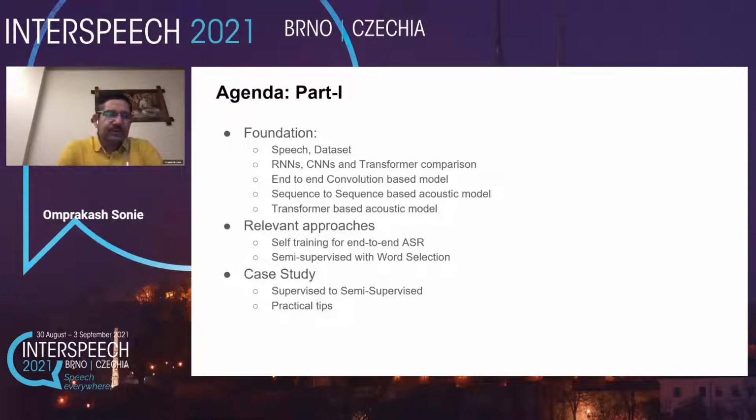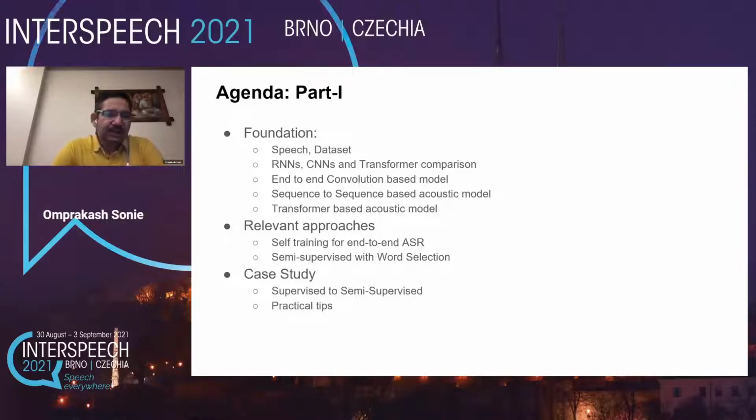So here is the agenda for about 90 minutes or so. I may go a little over. Initially, I'll briefly cover what a speech audio signal is, how it is used today for ASR purposes, and what data set we'll be talking about throughout today's tutorial. Initially there were approaches using RNNs for solving the ASR problem, but recently CNNs and transformers have also been very effective, and we will look at some of the comparisons.